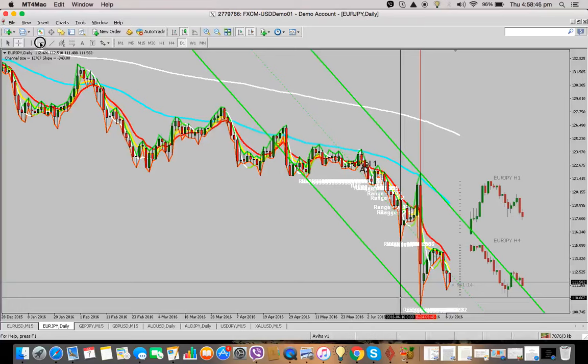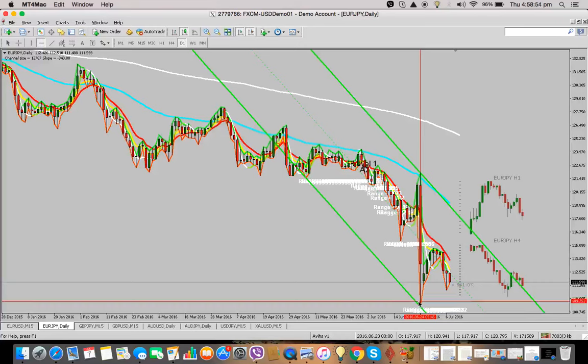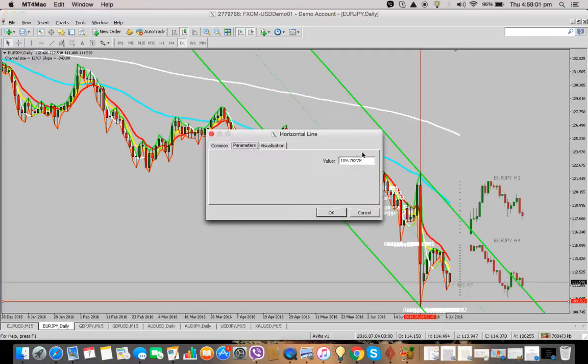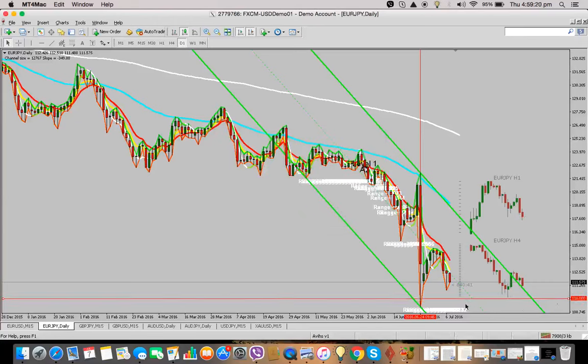Now, what I could do is quickly, remember this is off the daily chart, so I'd grab my horizontal line, just drop it anywhere, double click on it, go into properties, parameters, and what I do here is draw in my 110.00. Okay, so that moves this line there for me.